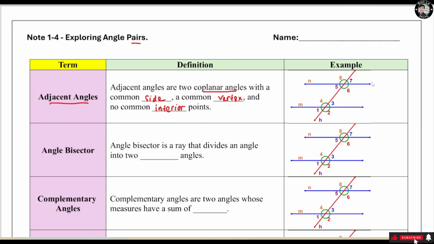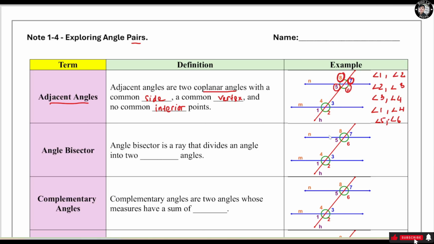Adjacent angles are angle 1 and angle 2, angle 2 and angle 3, angle 3 and angle 4, angle 1 and angle 4, angle 5 and angle 6, angle 6 and angle 7, angle 7 and angle 8, angle 5 and angle 8.